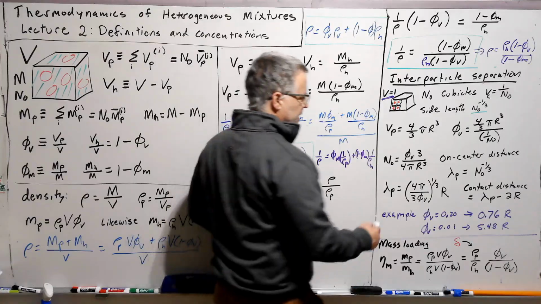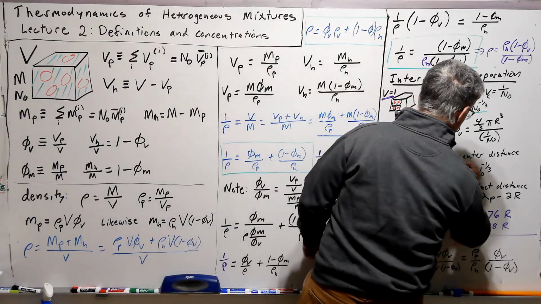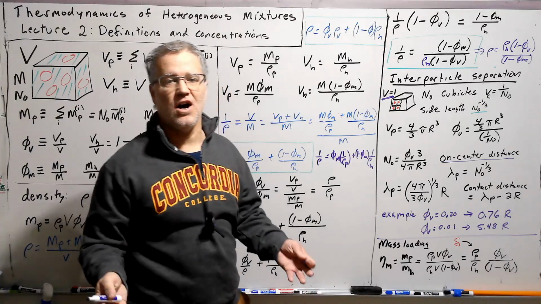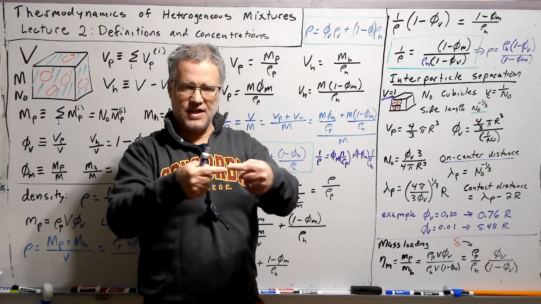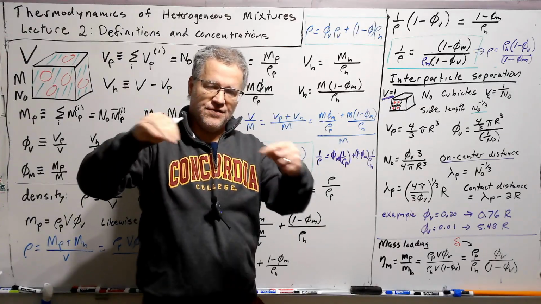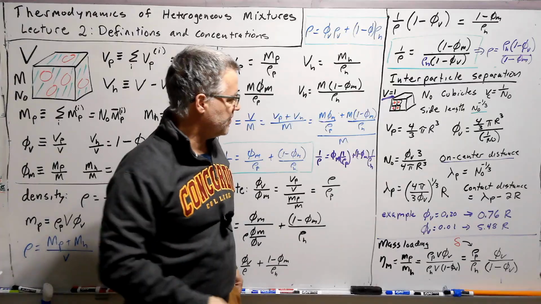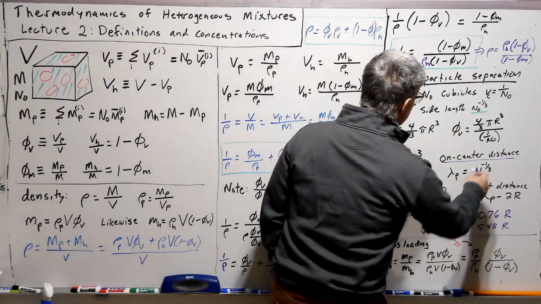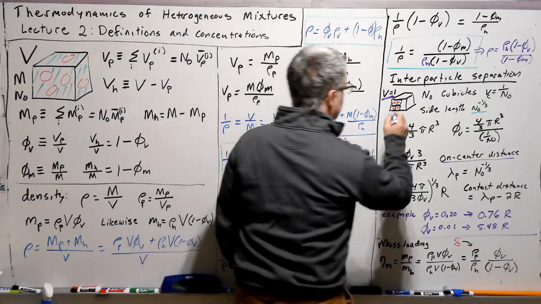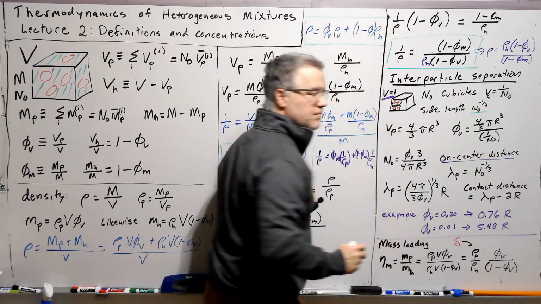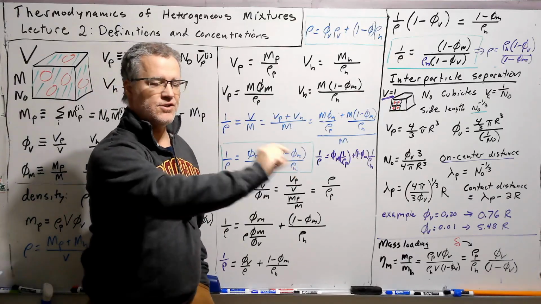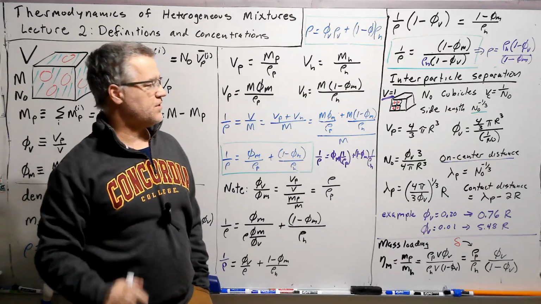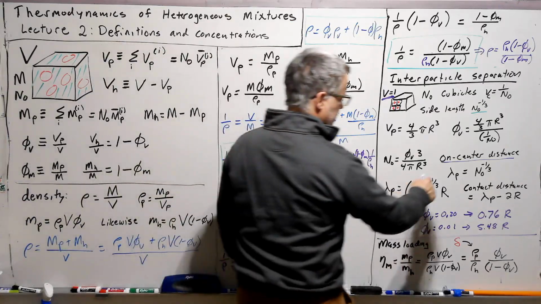Now, let's look at what the on-center distance is. We're going to take the center of those spheres and the distance between the centers of spheres, not the surface contact distance, but the center of the spheres. We'll call that lambda. And that is really the distance between two cubicles, right? We put the sphere at the center of one cubicle, the other sphere at the center of the next cubicle. So it's going to be the distance of a cubicle. And so we get this.